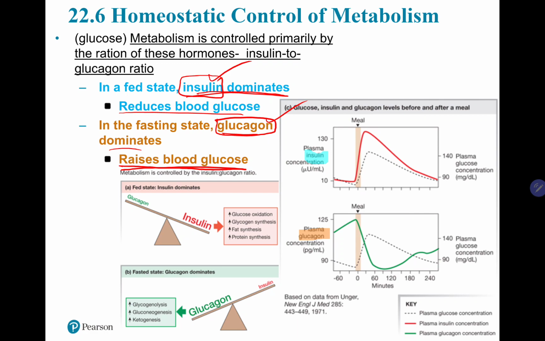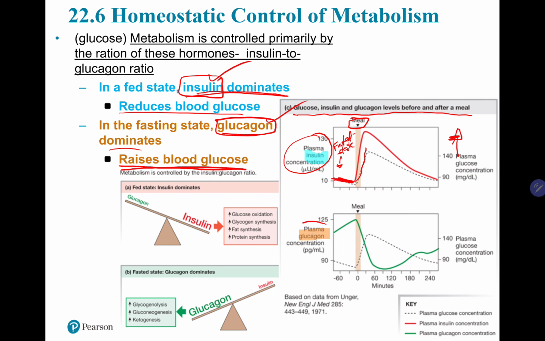And you can see in this graph the glucose, insulin, and glucagon levels before and after a meal. Let's look at insulin first. Insulin levels are low here, because this is the end of your fasted state. Now you just ate a meal, for example the first meal of the day, so you're going to have an influx in plasma glucose concentrations. You start producing insulin to reduce the blood glucose levels.